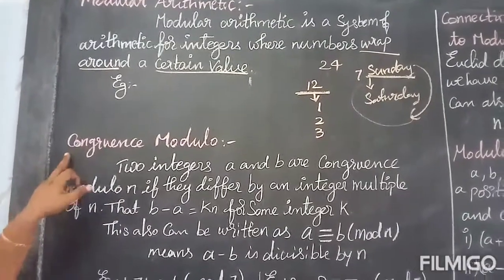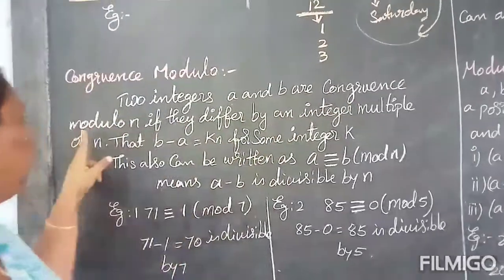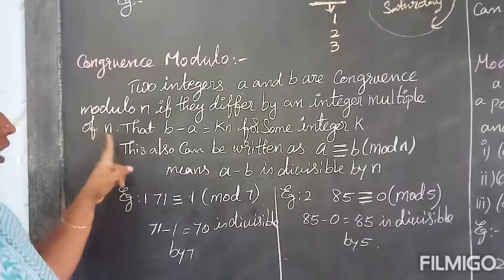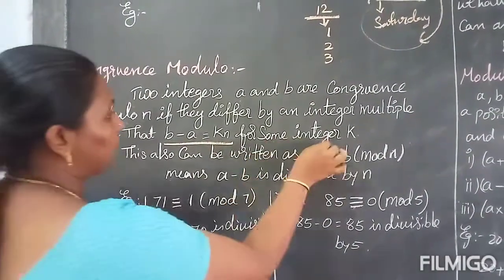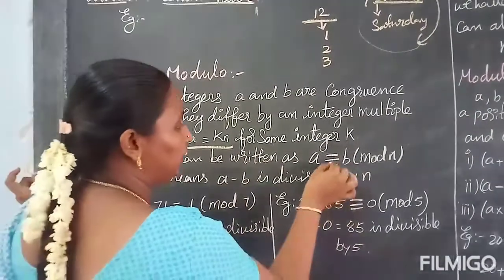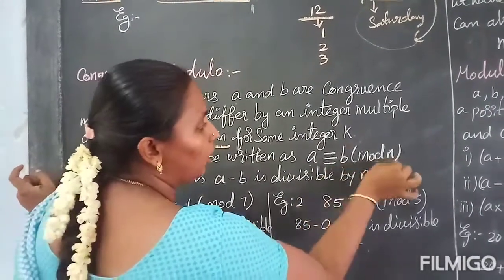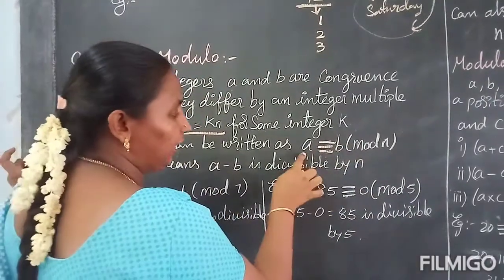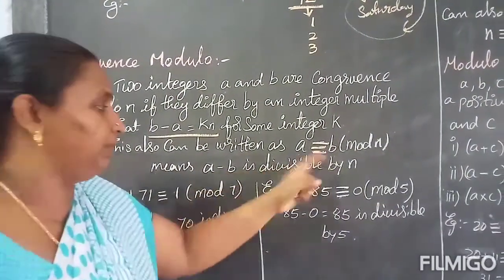Then we are going to see congruence modulo. Two integers a and b are congruent modulo n if they differ by an integer multiple of n, that is b minus a equal to kn for some integer k. This also can be written as a is congruent to b mod n. This symbol you have to read as congruent to. a is congruent to b mod n means a minus b is divisible by n.